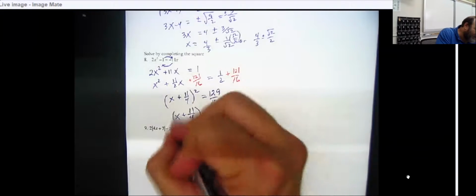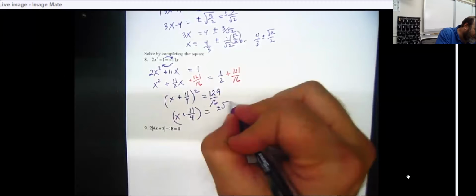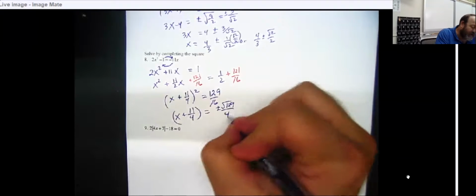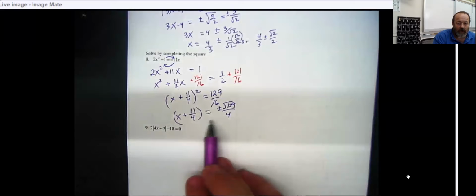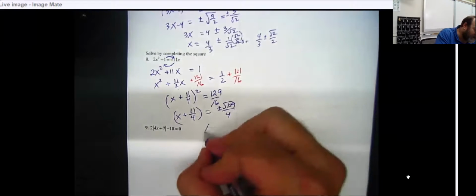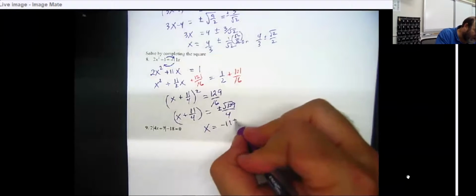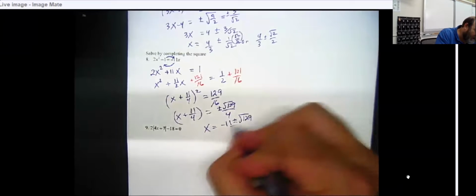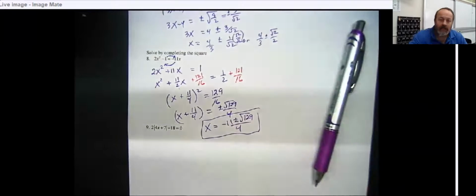But what's amazing about these kinds of quadratics is that as soon as you do the right work, something really cool happens, because the square root of the 16 part is 4, and so we have a common denominator. So if we move that 11 across, it's going to become negative. And that, ladies and gentlemen, is the end of number 8. And that's the end of this video.